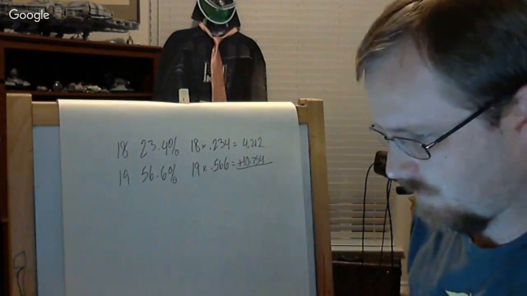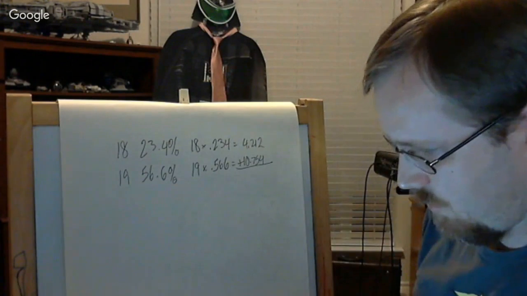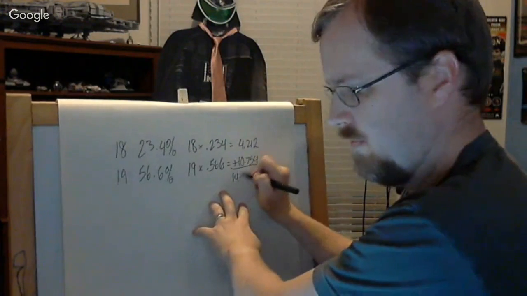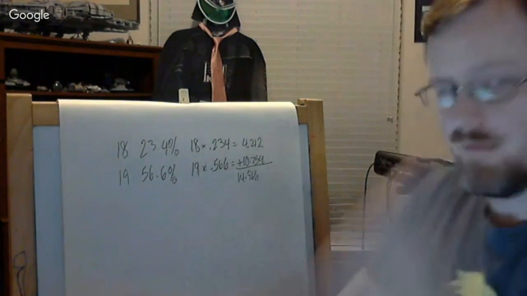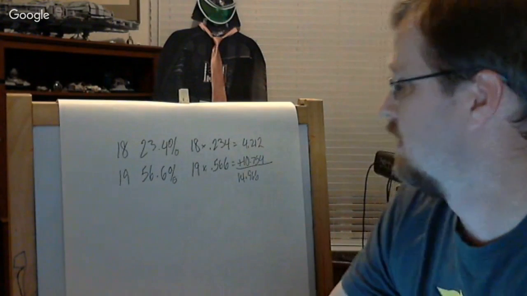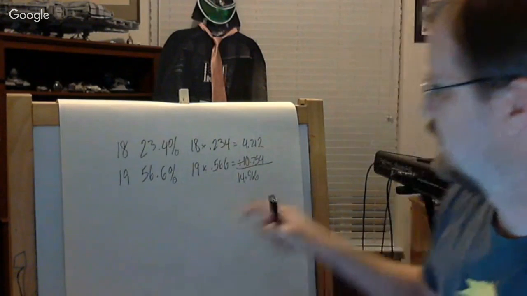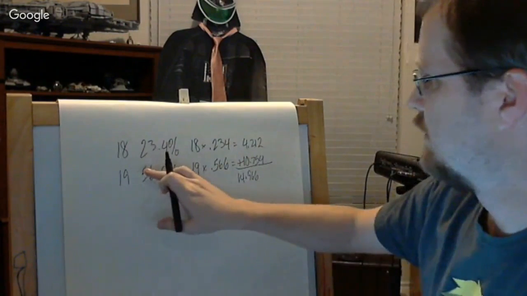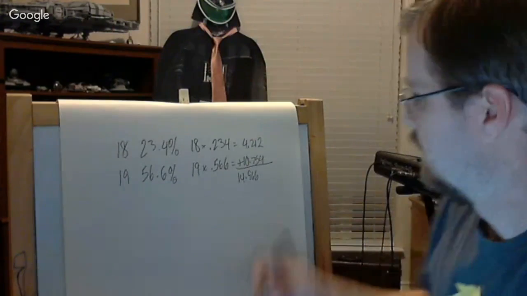Okay? So I'm going to take the 10.754 plus 4.212. And we get 14.966. All right, now before we go any further, let's make sure that our number actually makes sense. Okay, and actually we can see very quickly that no, this does not make sense because I did something totally wrong somewhere. Okay, because our answer has to be between 18 and 19.